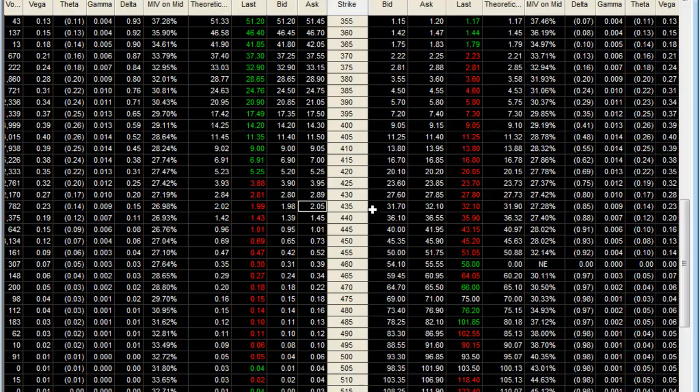Now worst case scenario, if this thing just keeps flying and goes through the roof, your break even becomes 440. So I don't think Apple, between now and the January expiration, which is January 20th, is going to probably go $40 higher. So I'm willing to take that risk, and I'm getting paid. So I just wanted to point this trade out, and this is called a call ratio spread, and it's a nice trade.